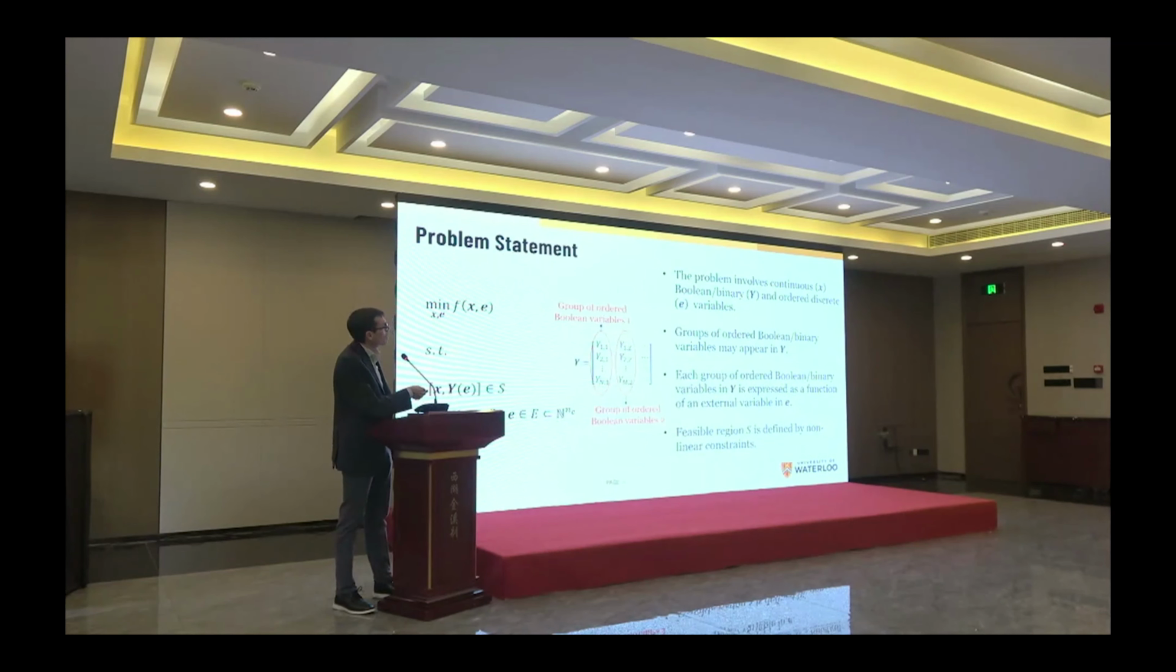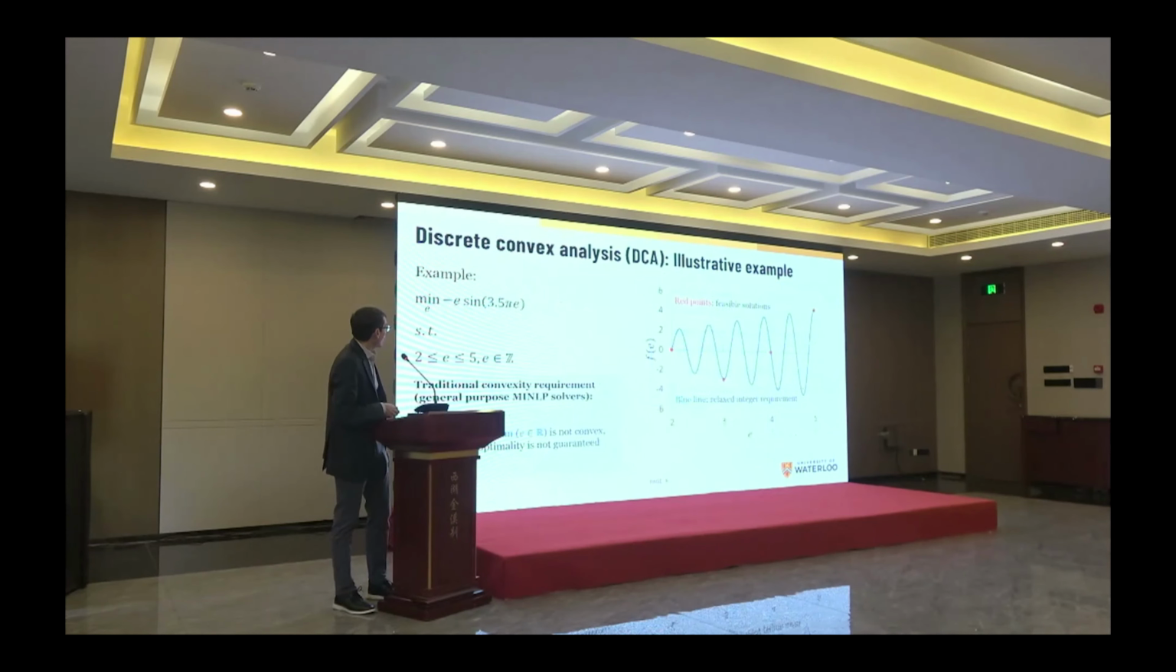I'm going to represent all this set of binary variables with a single external integer decision variable. That is the key idea in this problem. So we're going to group all these ordered Boolean variables with a single integer variable that we're going to call E. The feasible region, if I go back, this is the formal optimization problem, defined as a function of these external variables. And the feasible region, in this case S, is defined by non-linear constraints. That's another feature in the problem.